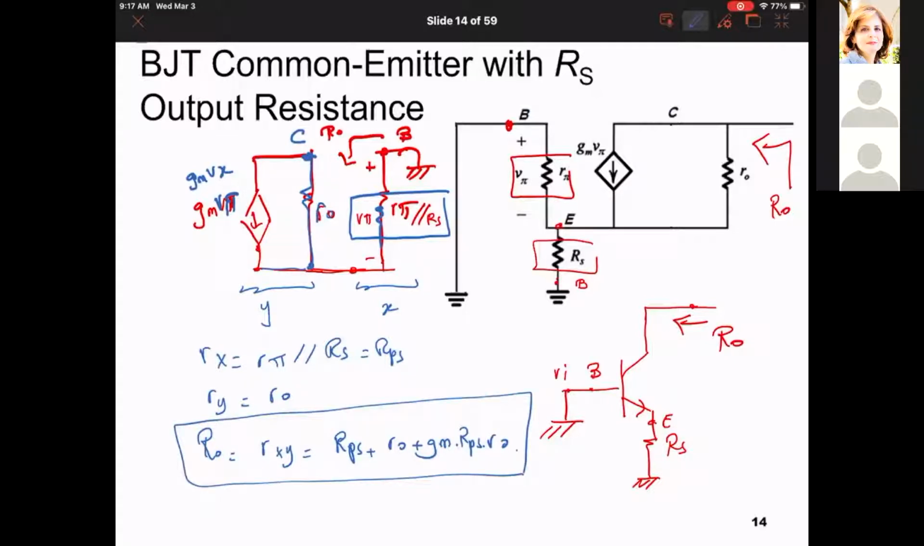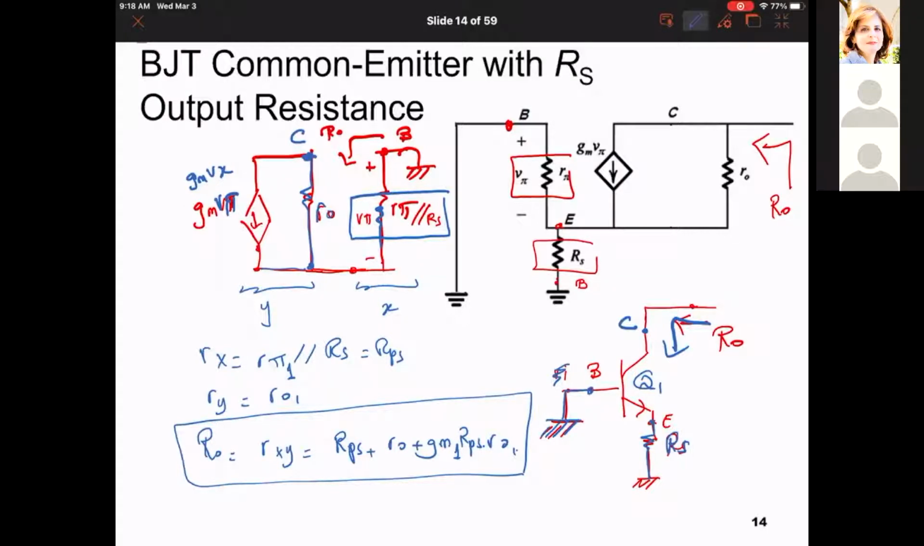Okay, so looking down the collector of the BJT with the base node grounded and a resistor RS at the emitter, we are going to see RXY. So if this is transistor Q1, it is going to be RX, which is R pi 1 parallel to RS, plus RO1, plus GM1 times RPS times RO. Okay, so this is very similar to the MOSFET case.